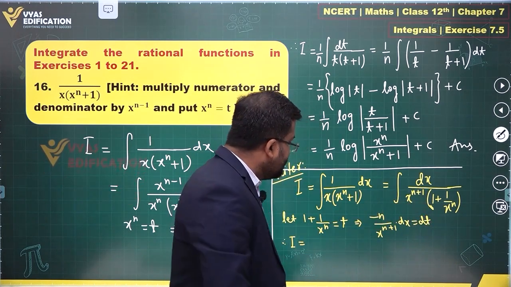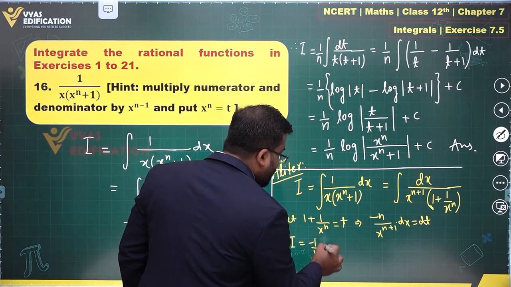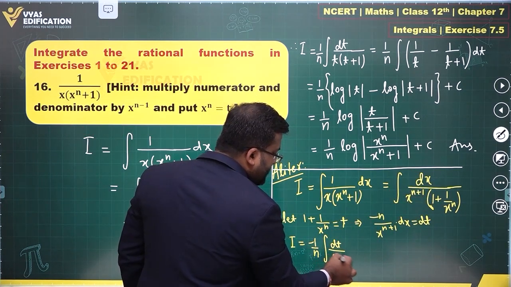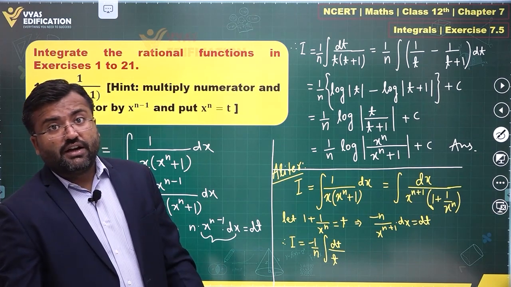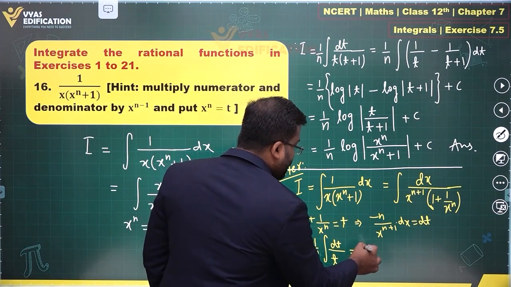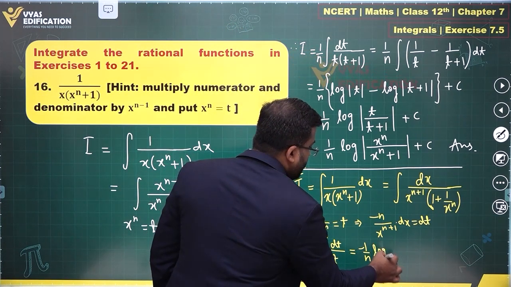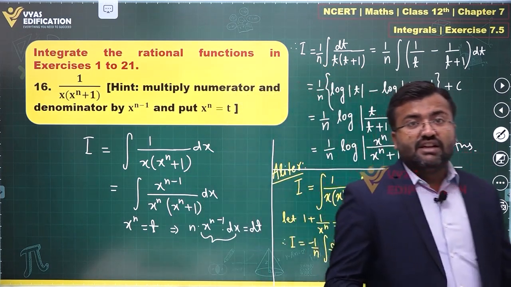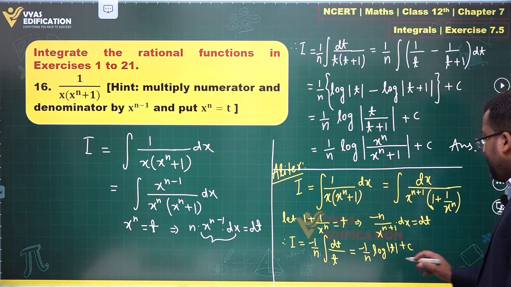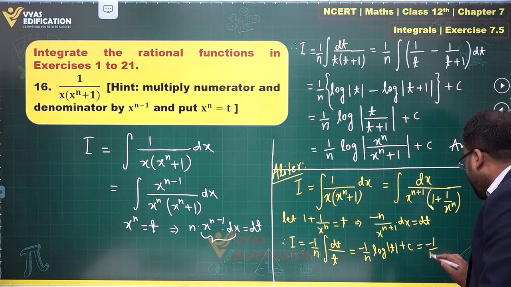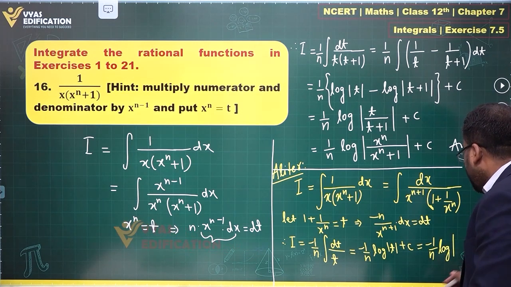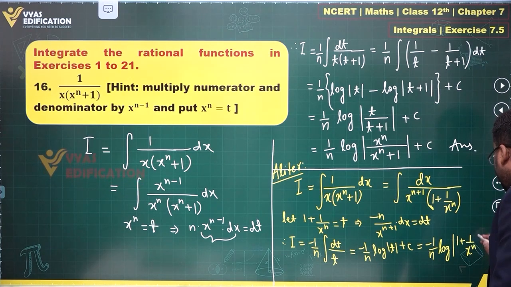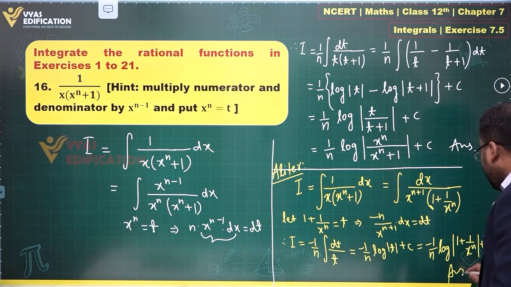So dt upon minus n, or minus 1 by n integral dt upon, this 1 plus 1 upon x power n is this t over here. This is what you get, right? And yes, this is minus 1 by n log modulus t plus constant. That is my final answer, except that we have to substitute the value of t over here. This is minus 1 by n log modulus t, where t is 1 plus 1 upon x power n, plus constant, and that is my required answer for this particular question.